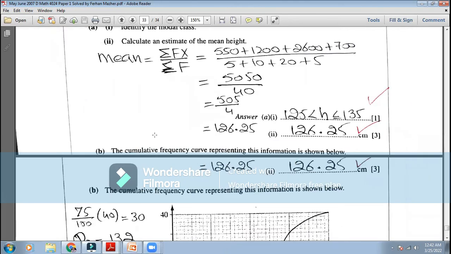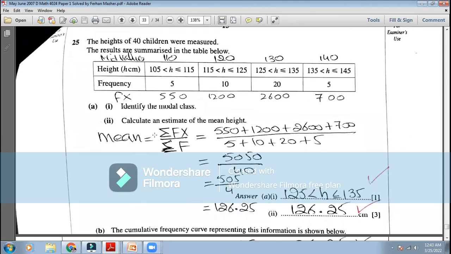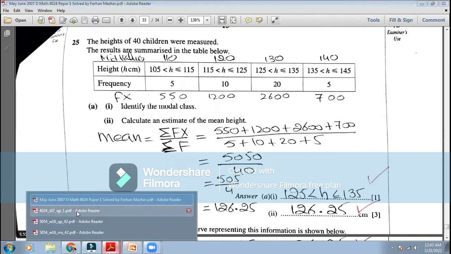I hope that you understood this. I hope you understand how we have found the mean, how we have found the mid values, the fx, the mid value and the frequency. What is the meaning of the summation of fx and how you find the summation of f. Summation means to add up. So that's question number 25 part (a). So let's move to the next thing.